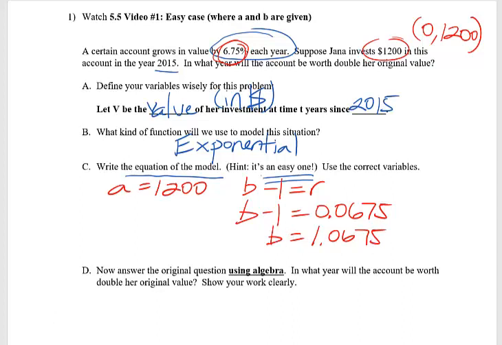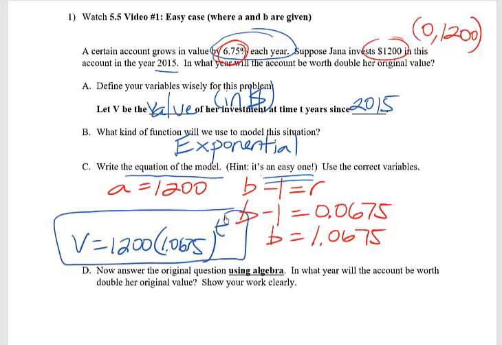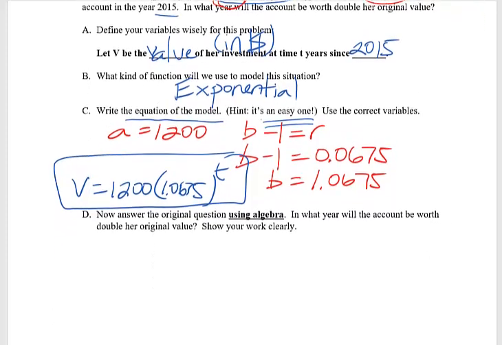Now that I have the A and the B, I can write down the model, no problem. Let's use the right letters. My y variable is V in this case. It's A times B to the x. So 1,200 times 1.0675 to the, who's my x in this problem? It is t, to the t. All of that is review. We've done all of this stuff earlier in this unit. Now question D gets at the new part.